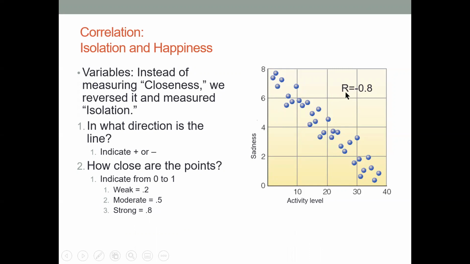There is a mistake here because this should be a lowercase r. This is just dealing with a sample. Don't worry about that. And this would be a negative correlation. And I have here actually written into the axes activity level and sadness, and this might be another example of a negative correlation. As your activity level goes up, your sadness goes down. As your activity level goes down, your sadness goes up. Again, a strong, because this is a 0.8, it's very close to 1, negative, because we have a minus sign, correlation.